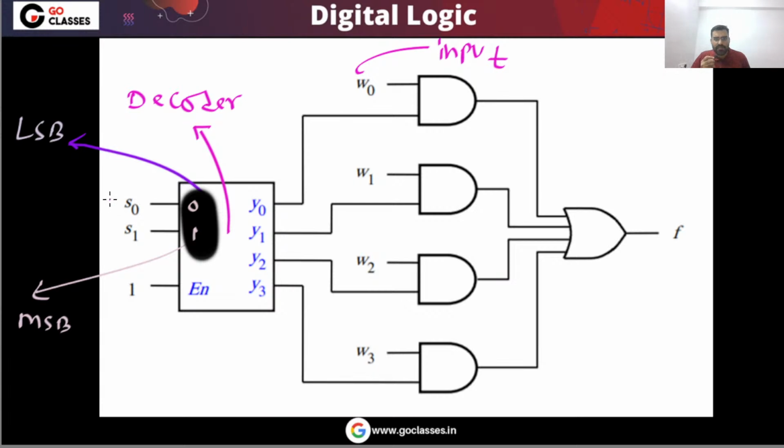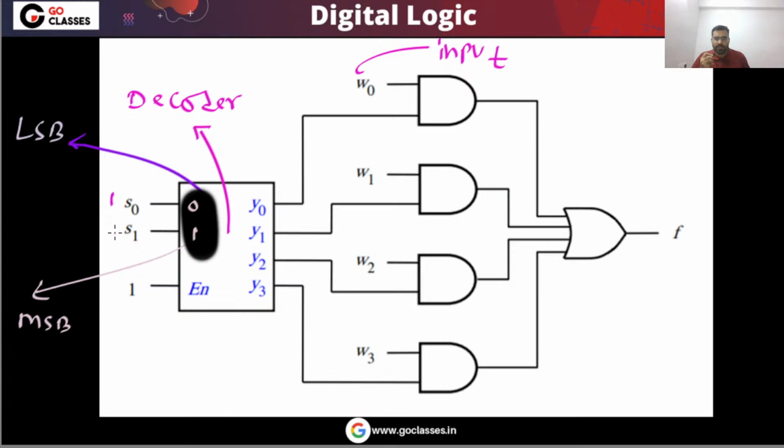So now let's see. If this is 1 and this is 0, then what will happen? Remember, this S1 is the MSB and this S0 is the LSB. So if I take S1 S0 as 0, 1, then in this situation this output will become 1, this output will become active, and these outputs are 0, 0, 0. And this will become W1. So here F will become W1.